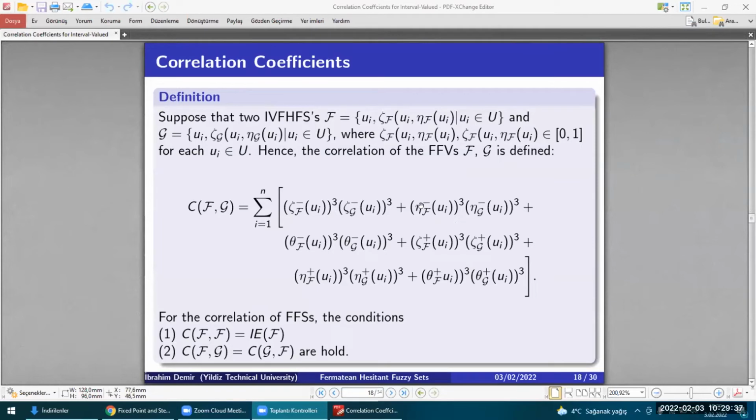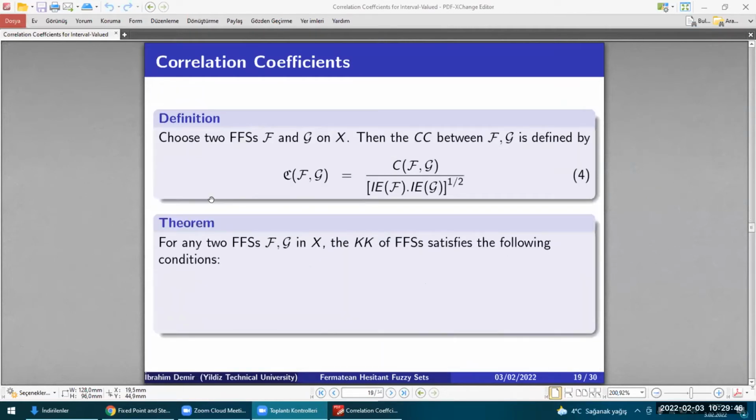Then we evaluate the correlation like this, and for interval valued Fermatean fuzzy sets F and G, if we choose the correlation coefficient, it is described like this. And for this Fermatean fuzzy set, there are three conditions given like this.